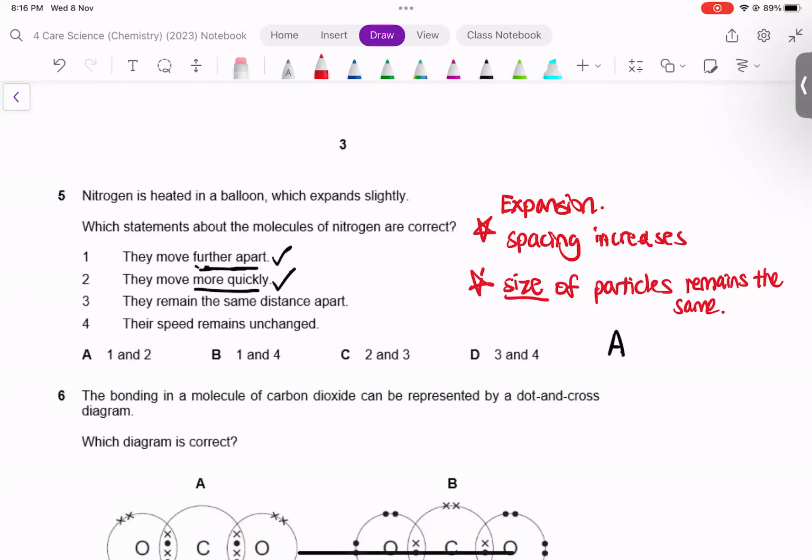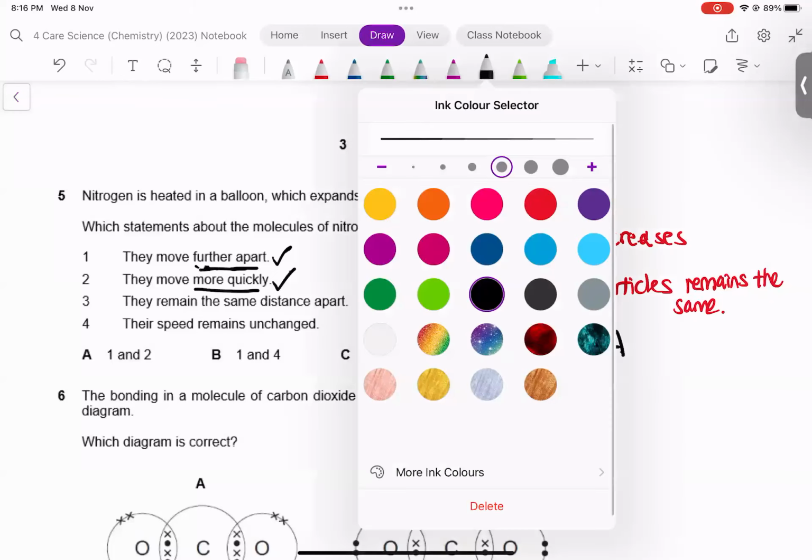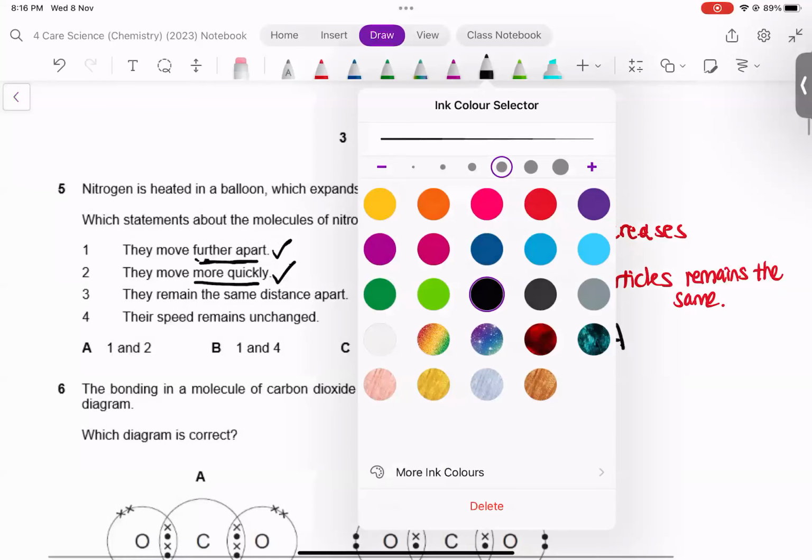Okay, so please take note, there is a difference. During expansion, the spacing does increase. However, the size of the particles will remain the same. The particles do not become bigger or smaller. That's for question 5. Now, this falls under the chapter on kinetic particle theory. So if you have forgotten what goes on behind expansion, please go and revise kinetic particle theory.